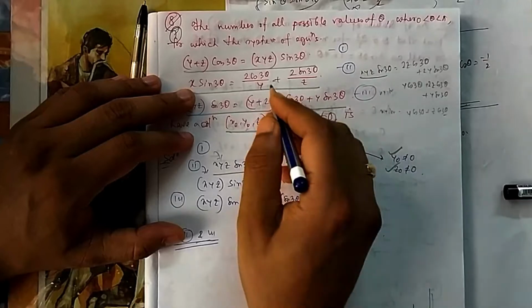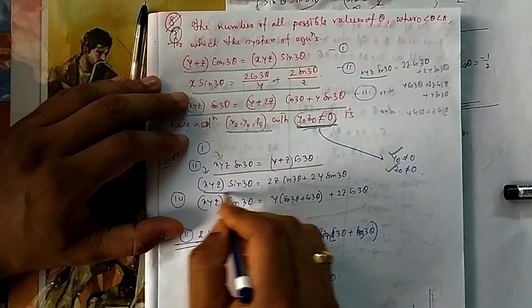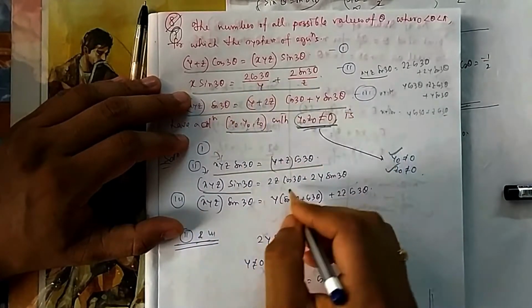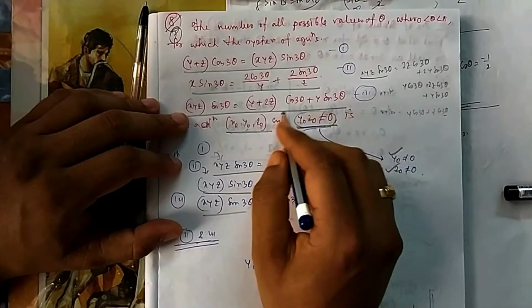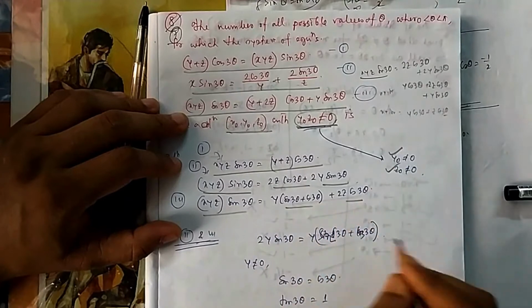This is the second equation. If you take LCM, it will be x, y, z sin 3 theta, 2z cos 3 theta and 2y. And this is the third equation you have. If you take common y, then it will be of this fashion.